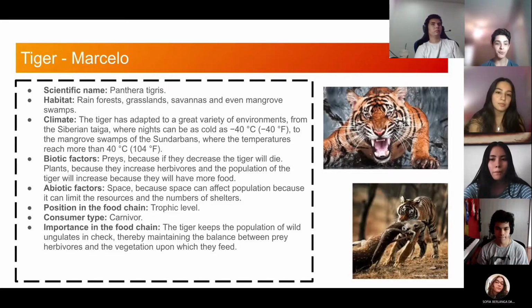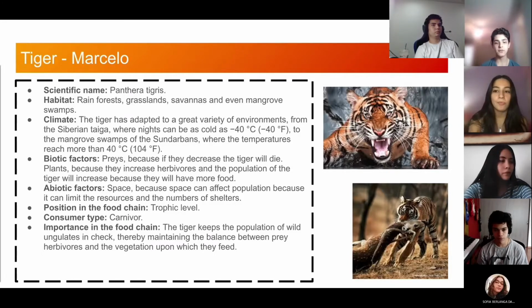Their biotic factors are prey, because if they decrease, the tiger will die. Plants, because they increase herbivores, and the population of the tiger will increase because they will have more food. Their abiotic factors are space, because space can affect population, because it can limit the resources and the number of shelters. And its position in the food chain is in the trophic level, and they are carnivores, and the tiger keeps the population of wild ungulates in check, thereby maintaining the balance between prey, herbivores, and the vegetation upon which they feed.